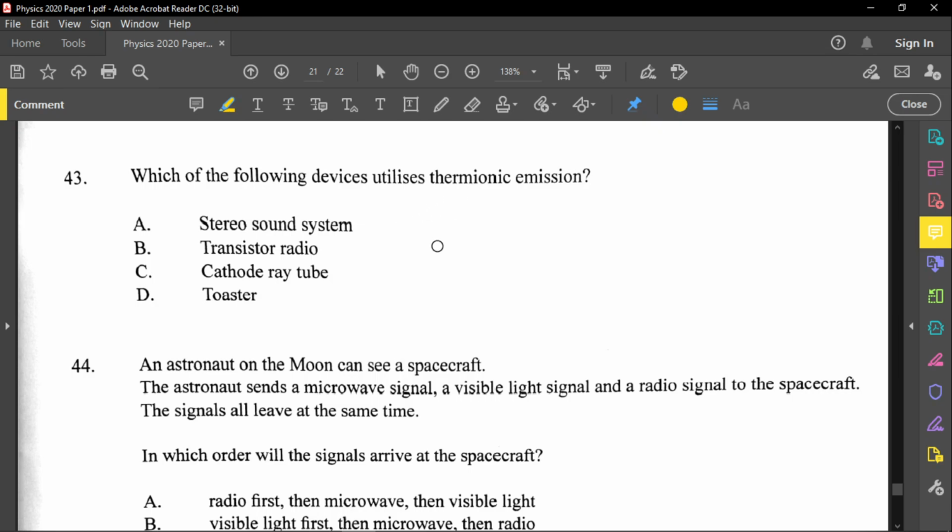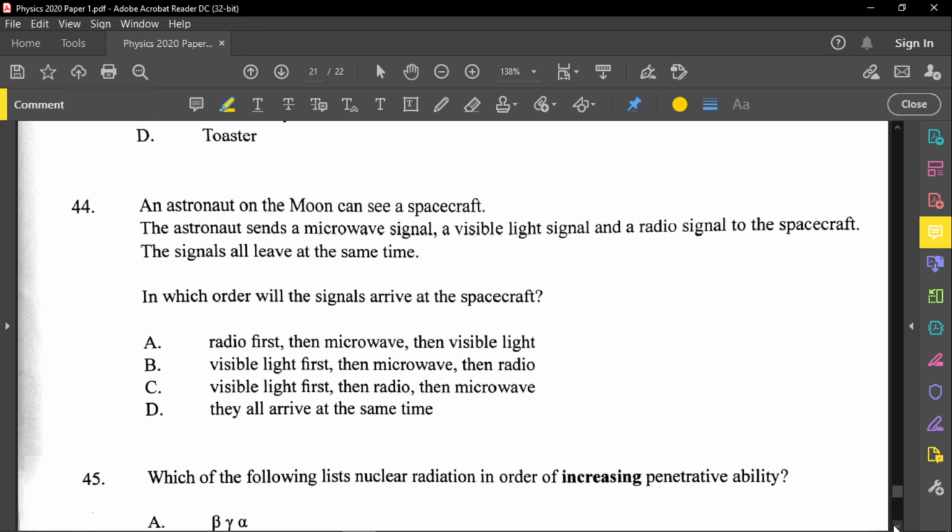Okay, so thermionic emission refers to discharging or releasing of electrons once heat is applied. And the only thing that will actually do this is the cathode ray tube. Okay. All right. So question number 44 is an astronaut on the moon can see a spacecraft. It said the astronaut sent a microwave signal, a visible light signal, and a radio signal to the spacecraft. The signals all leave at the same time. It said, in which order will the signals arrive at the spacecraft?